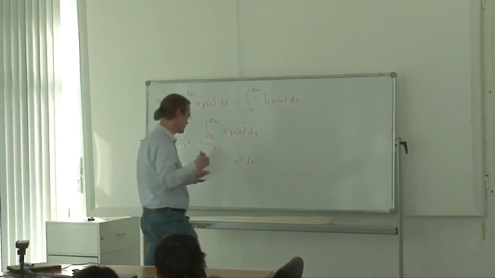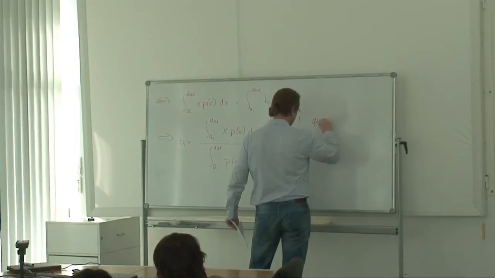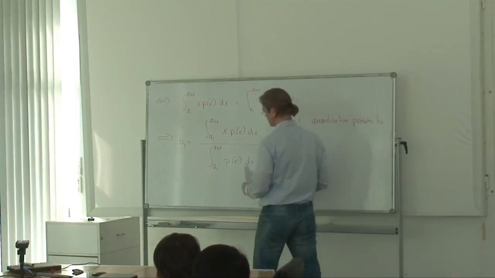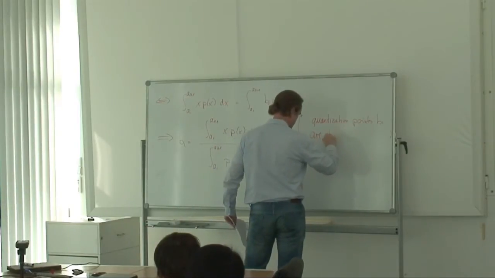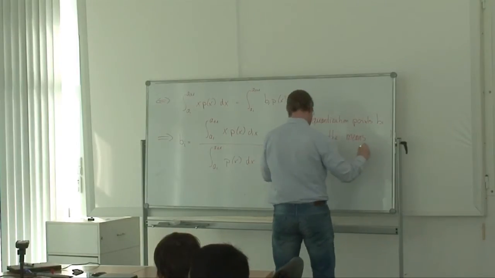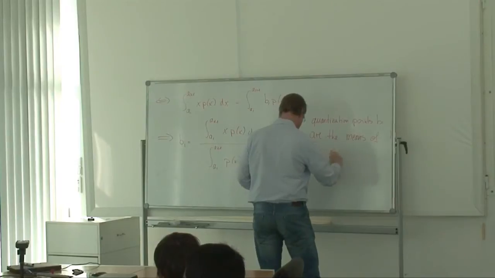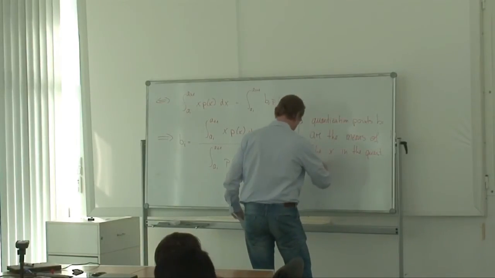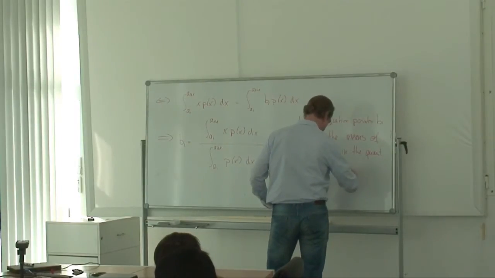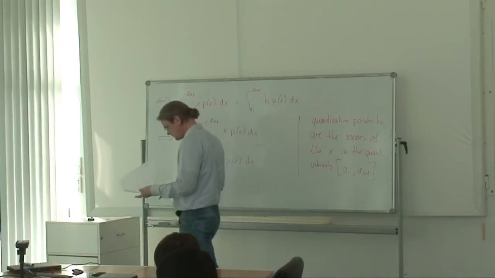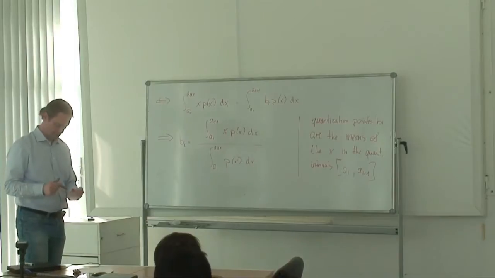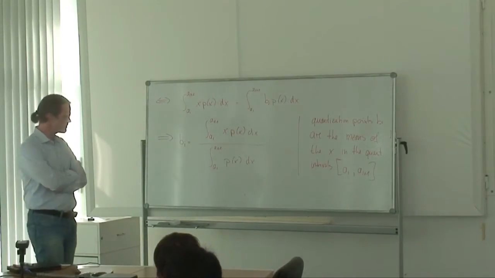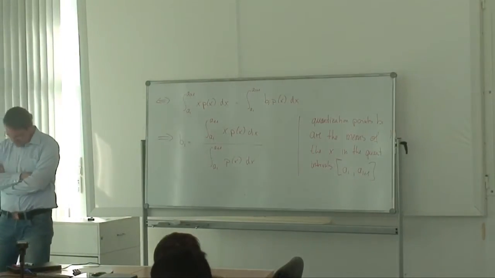And that tells us, very good, that those quantization points, bi, we are after, are the means of the x in the quantization intervals ai to ai plus 1. There you have it. There's a couple of more things. Some time left, so I can continue babbling about this.